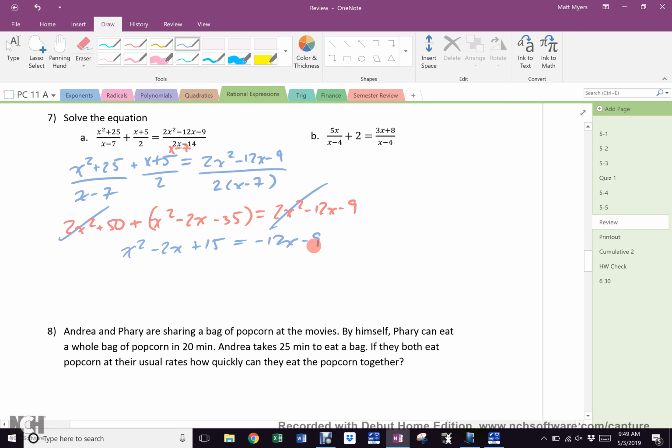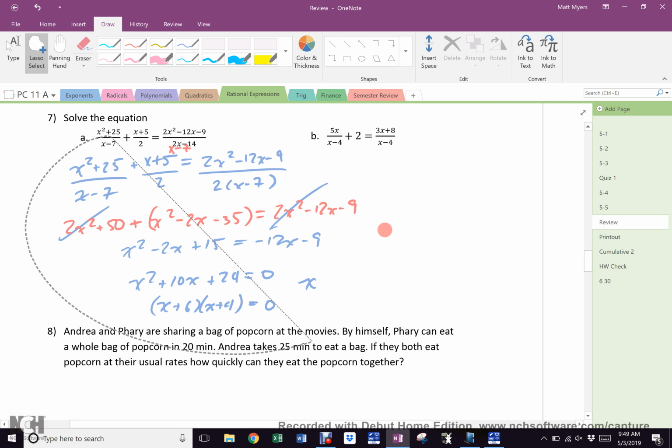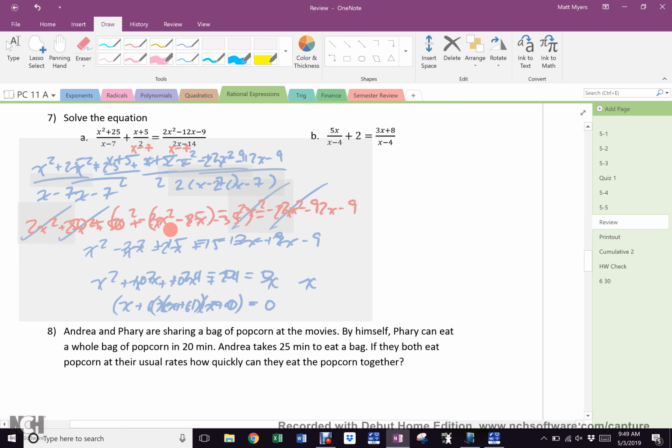Now what? Collect like terms. What is it? Plus 10x plus 24. Factor. Plus 6, x plus 4 equals 0. What does x equal? Oh, crap. I didn't realize I had two of them there. What does x equal?